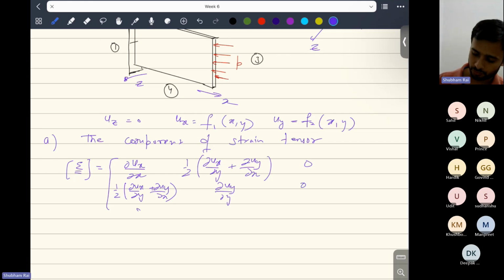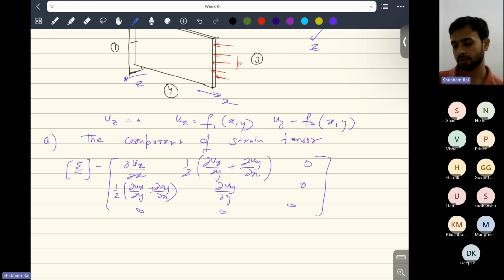And this will be zero, this will also be zero. So this is 2, 3. Here you will have del uy by del z, which will be 0, plus del uz by del y, which is 0. Right. Okay, because uy is not a function of z, that's why this will be 0. And since uz is 0, the differentiation of uz with respect to y will be 0. So this is 1, 3. It is a symmetric matrix, so this will be equal to this one, and del uz by del z will be 0. That is the whole strain matrix now.